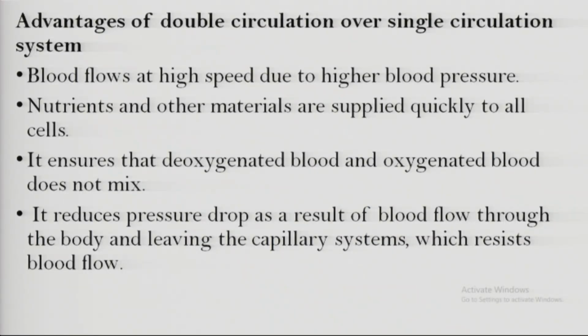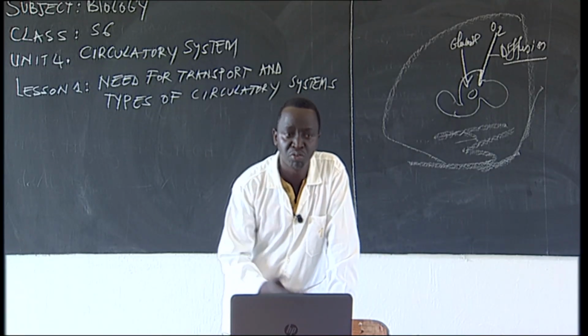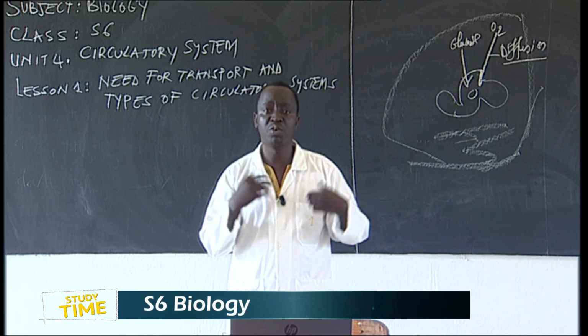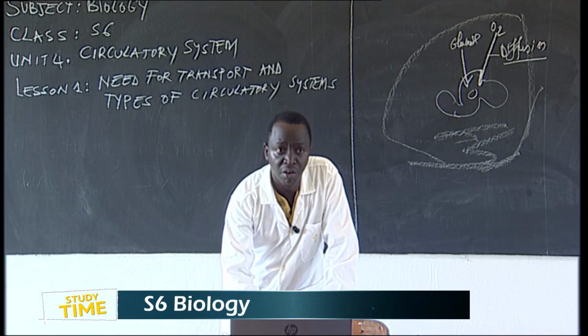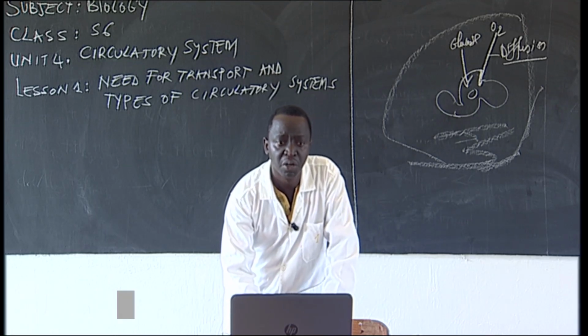Yes. And then we have advantages of double circulation over single circulation. For double circulation, blood flows at a high pressure compared to the what? To the single circulation. For double circulation, nutrients are moving high compared to the what? To the single circulation. And then also oxygenated blood and deoxygenated blood are not mixed. Yeah, those are different. I have already talked about that.